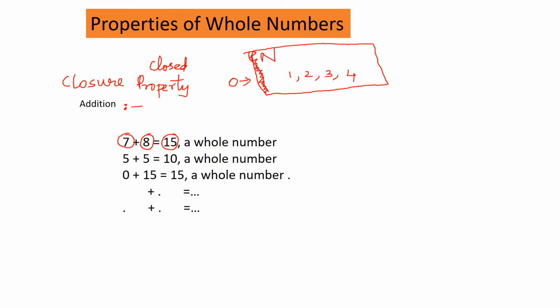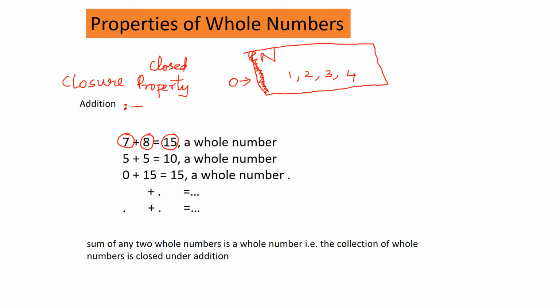Now, in your mind, you think of any whole number. 3, 4, 3 plus 4, 7, whole number. 5 plus 2, 7. 5, 2, 7, all are whole numbers. So, any two whole numbers you add, the answer you get is also a whole number. Understood? The answer you will be getting is also a whole number.